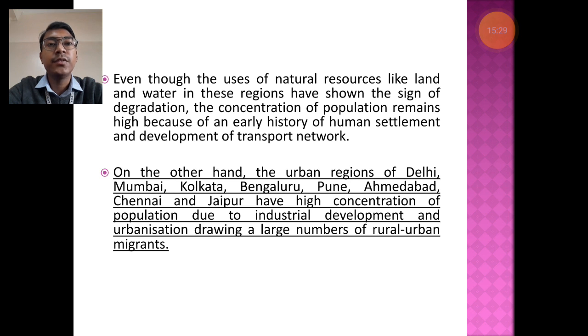This is one of the most important topics of this chapter, because when we study the next topics like density, population composition and so on, we need to understand this distribution first. Unless and until we know about the distribution of population, it will be quite difficult to understand the density, the population composition, and the occupational structure.